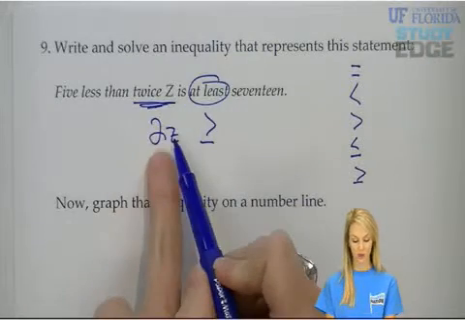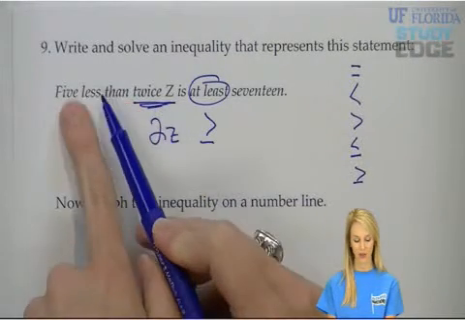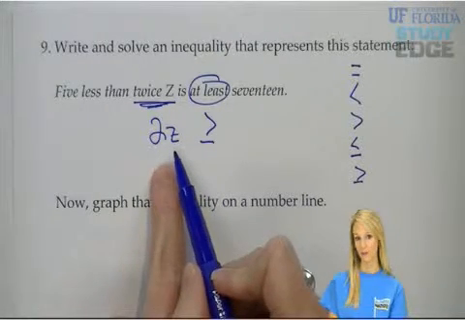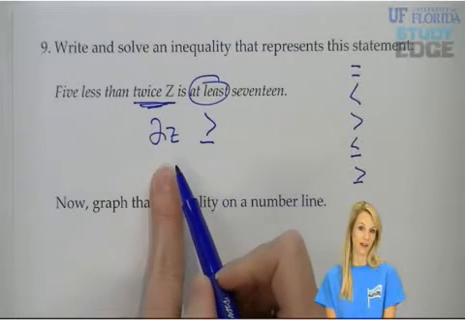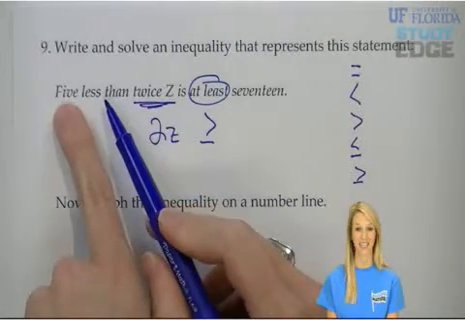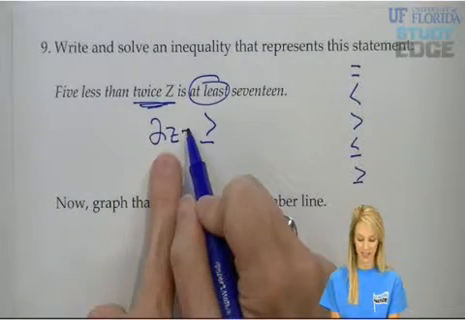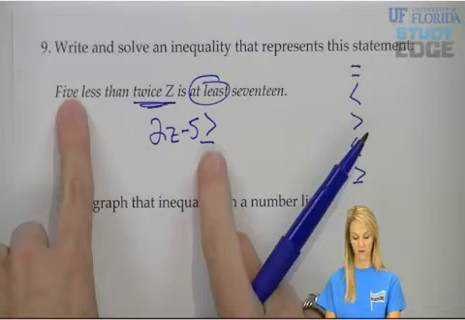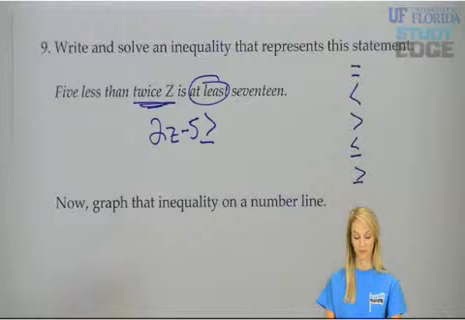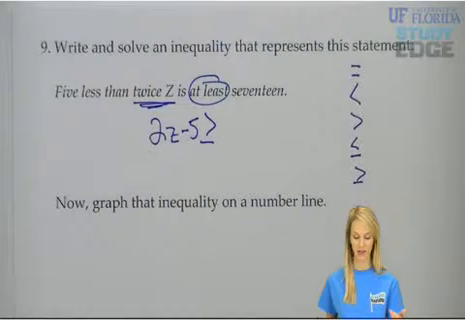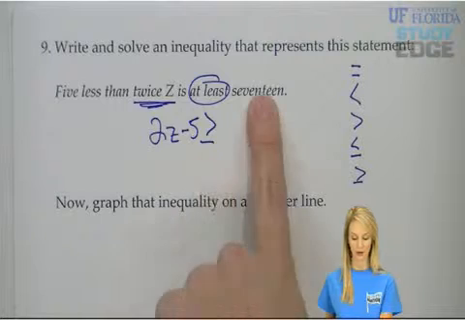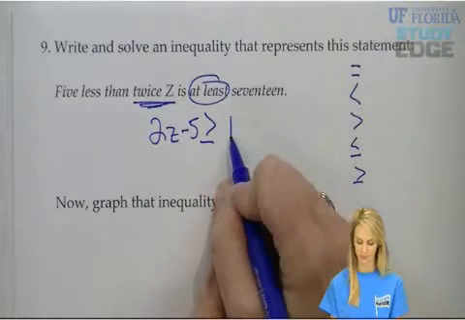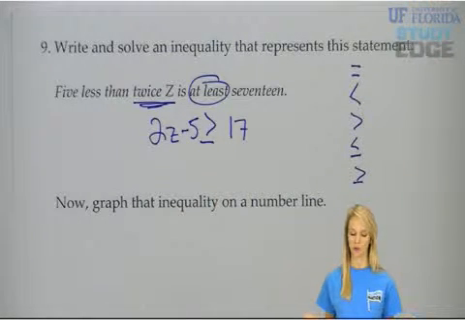All right, so 2z, but 5 less than that. 5 less than twice z. We have 2z, but 5 less than that. Are we adding 5? Are we subtracting 5? Are we multiplying 5? Are we dividing 5? We have 2z, but we want to take 5 away from that. 5 less than 2z, we're subtracting 5. We have 2z minus 5. So we got our left side. Is at least what? Is at least 17. Okay, well that's just a number. That's just 17. Guys, we just set up our inequality.